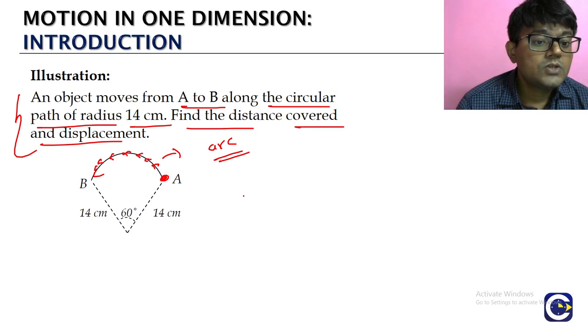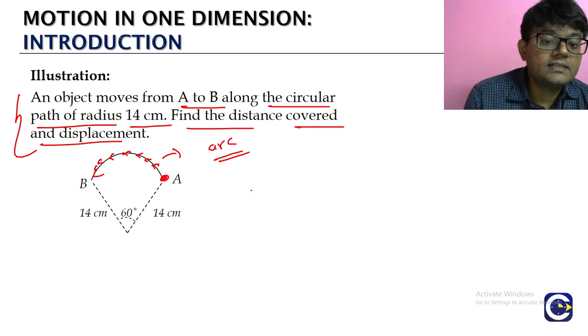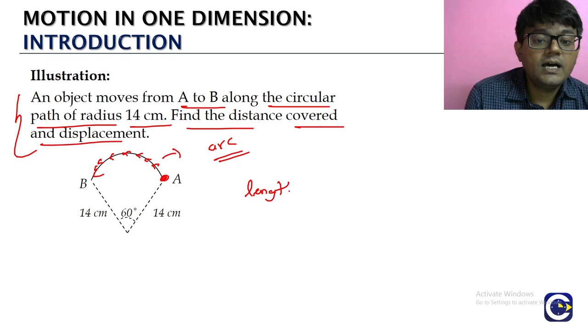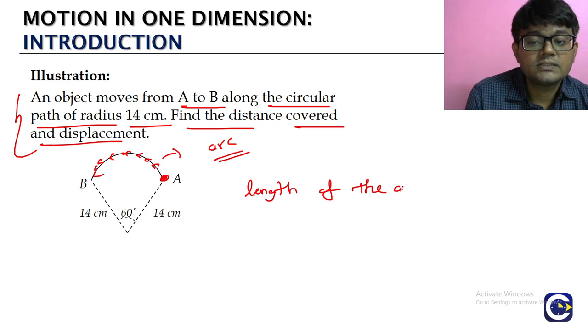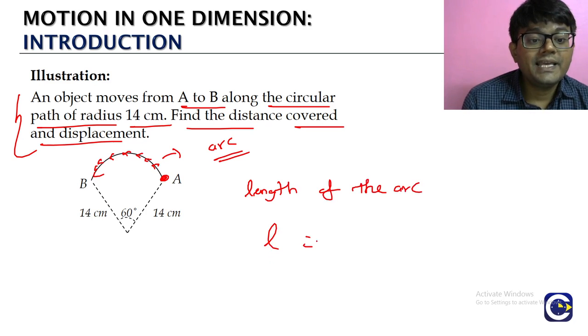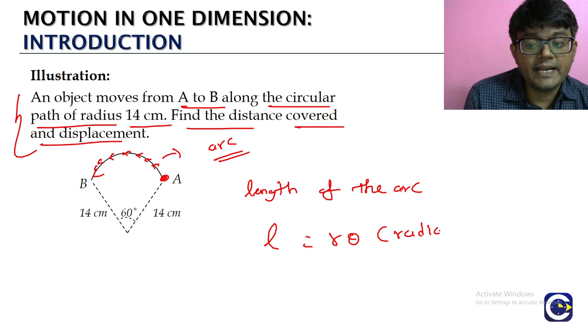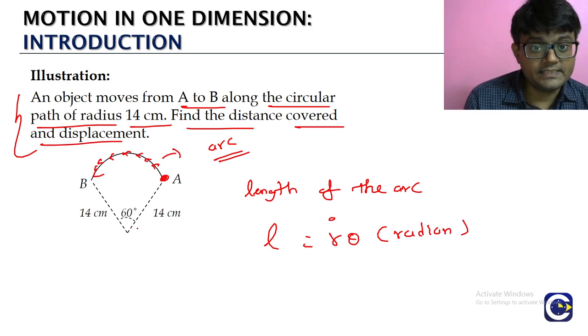Okay. So how do you find the distance covered? Distance covered means the length of the arc, isn't it? Remember guys, what is the length of the arc formula? L is equal to R into theta. But the theta must be in radians. The length of the arc is equal to R into theta, right? R is the radius and theta is the angle in radians.